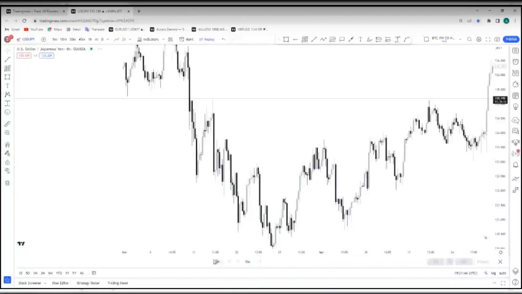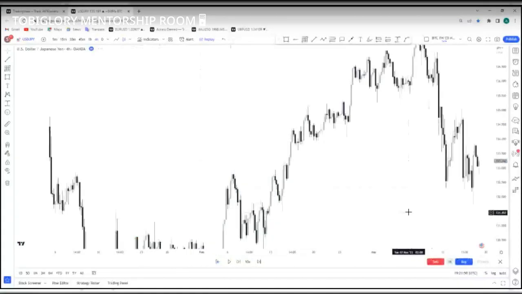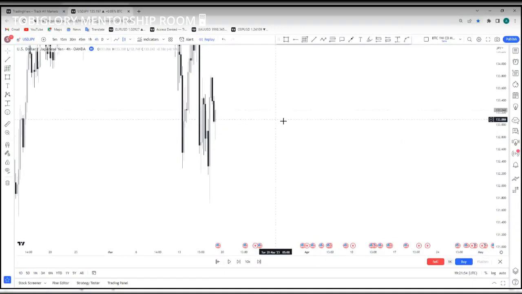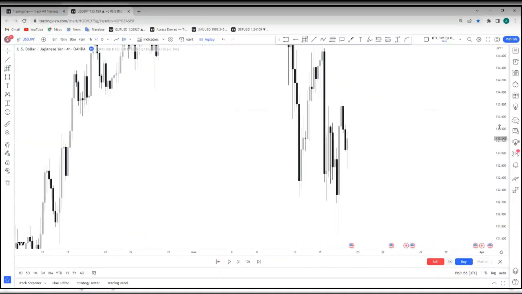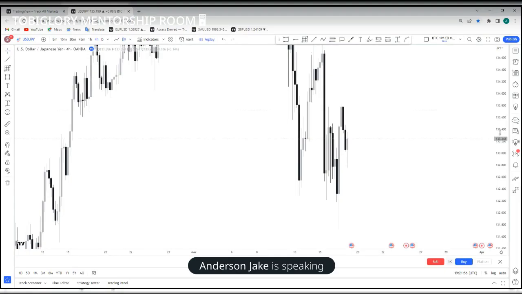All right. Now, there's a way I mark supply, the same way I mark demand. Now, break of structure, and... But boss, the thing is not moving well. Look at it.